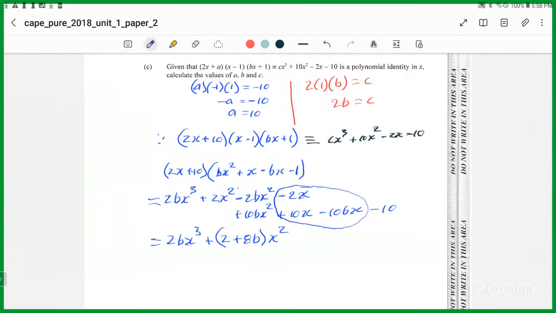Stop short changing yourself. Mute your mic, please. Mute your mic.